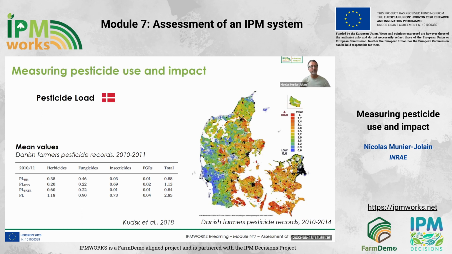On the left, you have a table representing the distribution of this pesticide load indicator according to the three components and according to 5 types of pesticides: herbicides, fungicides, insecticides, and plant growth regulators. Four families, by the way. And you can see that the main contributor to the Danish pesticide load is the herbicides, followed by fungicides and insecticides, whereas plant growth regulators have a very small contribution to this pesticide load.